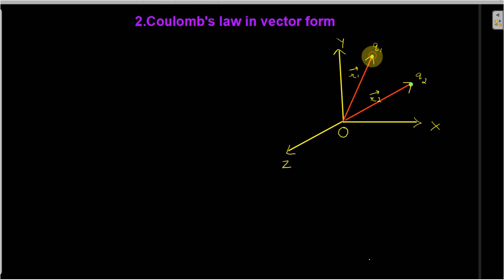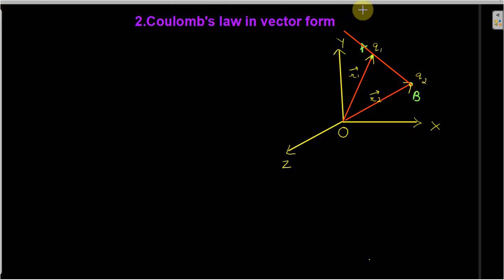Let this q1 point be point A, and for this one it is point B. Now suppose both charges are positively charged. So when positive charges are there, there is a force of repulsion. Now here the charge q2 is exerting force on charge q1. Similarly, charge q1 is exerting force on q2. So firstly we will calculate the force on charge q1. So let us consider the charge q2 exerting a force on charge q1.